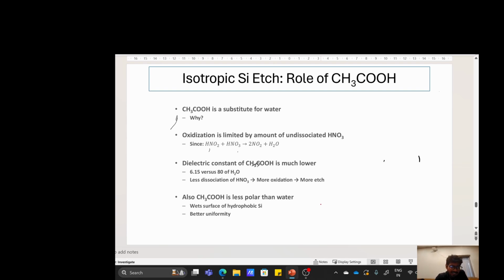Because of the high dielectric constant of H2O, it will actually shield the charges. The CH3COOH, that is the acetic acid, has a very low dielectric constant, and that will allow the reactions to happen. And there is less dissociation of HNO3. Because of that, this HNO3 will be there, giving more oxidation.